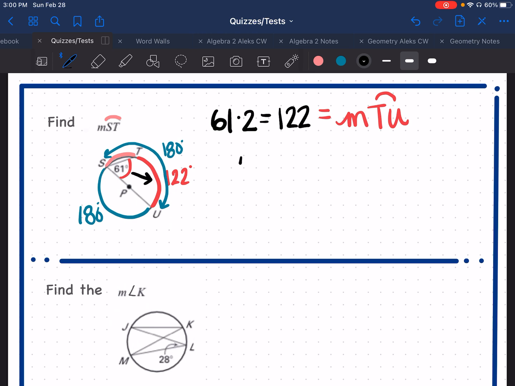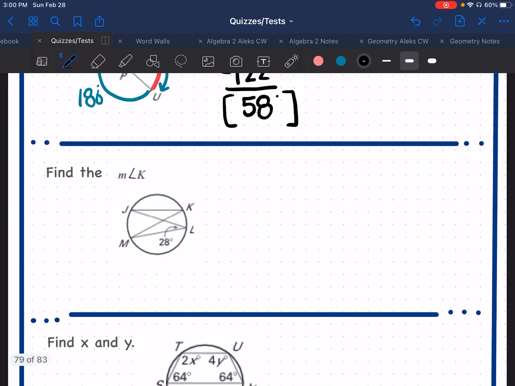So I'm going to take my 180 and I'm going to take away the 122 that I just found, and that is going to give me my answer. There it is. There is my answer. SU is 58. All right, let's take a look at this next question.